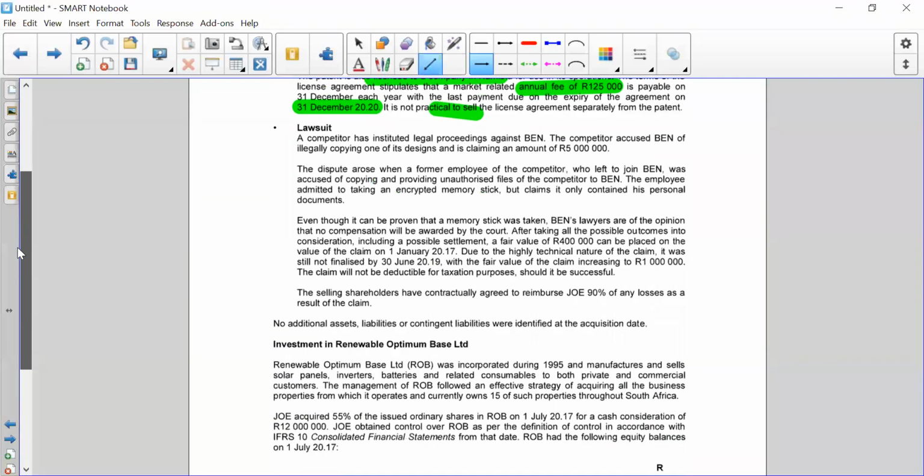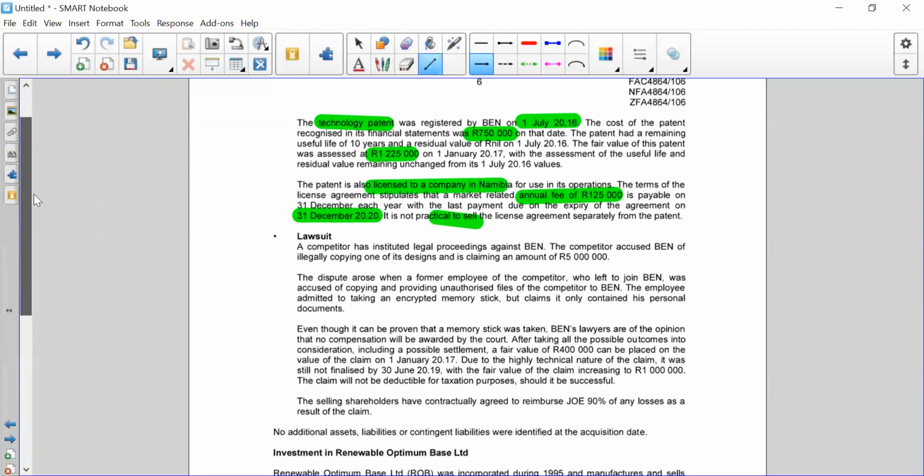Okay. Lawsuits. We're nearly there with Ben, guys. The information says that a competitor has instituted legal proceedings against Ben. A competitor accused Ben of illegally copying one of its designs, and a claim amounting to 500,000 rand. Now, the dispute arose when an employee of the competitor who left to join Ben was accused of copying unauthorized files of the competitor to Ben.